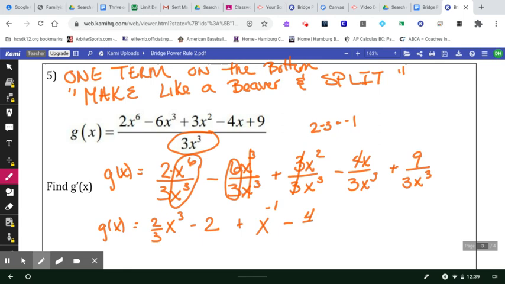Minus 4/3 does not simplify. There's an exponent of 1 there. So 1 minus 3 is negative 2. And then I get 3. There's nothing to subtract here, so I'm just bringing it up as x to the negative 3rd.